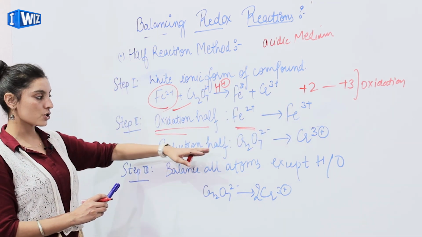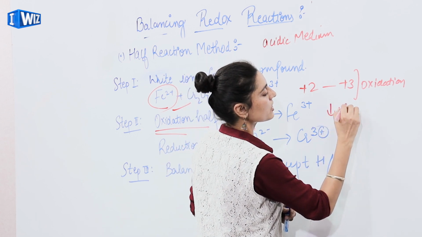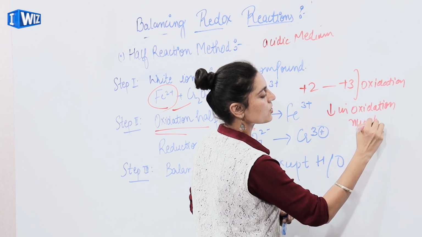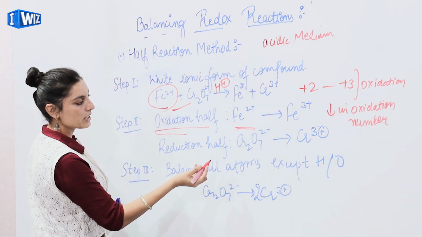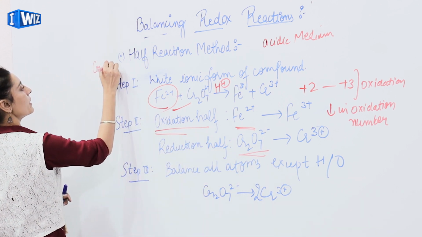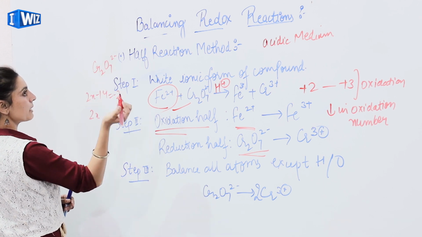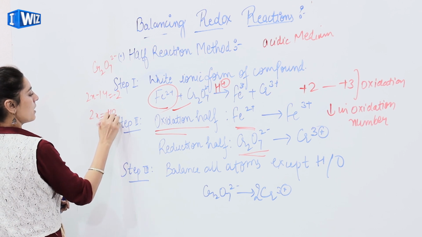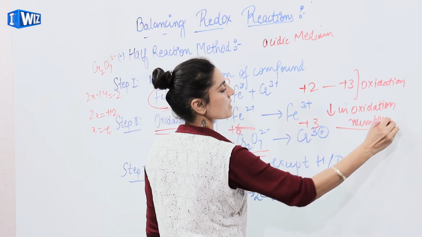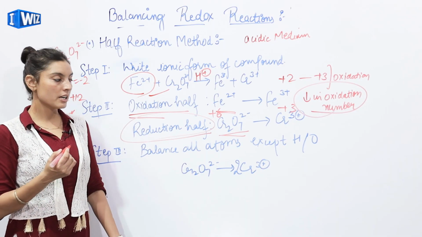Moving ahead, we have the reduction half. Reduction is usually what? A decrease in the oxidation number. Fine. So when we have a decrease in the oxidation number, here we can check it for the chromium ions in dichromate, Cr2O7 2 negative: 2x minus 14 equals minus 2. We found in the previous one as well, it was plus 6. Fine. So here it is plus 6, here it is plus 3. So there is a decrease in the oxidation number, hence it justifies the reduction half reaction.